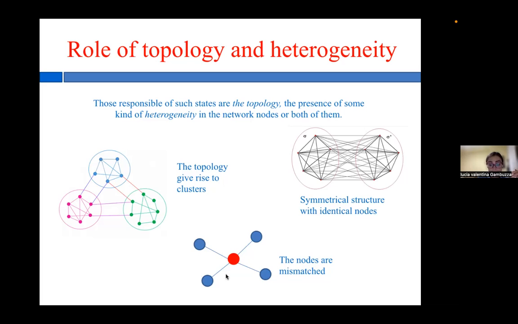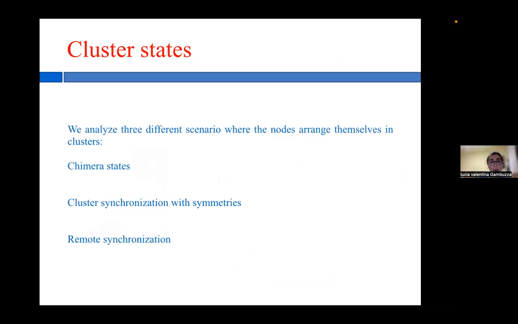In the third case, but I don't know if we will have enough time to discuss it, the cluster state is a consequence of, for example, a mismatch in one of the network nodes, and thanks to this mismatch, we have the formation of 2 different clusters.